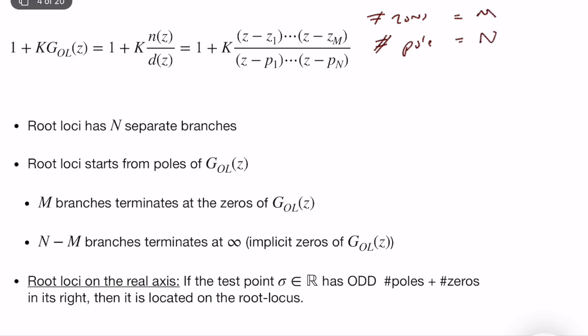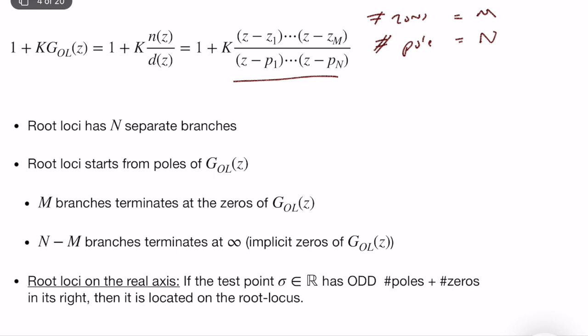Okay, so the first rule is root loci has n separate branches. What is n? Poles. The number of poles equals the number of branches, which is technically obvious from a mathematical point of view, and this is true for causal systems. Root locus, or root loci, starts from the poles of your transfer function. It will start from the poles, and you have n many branches.